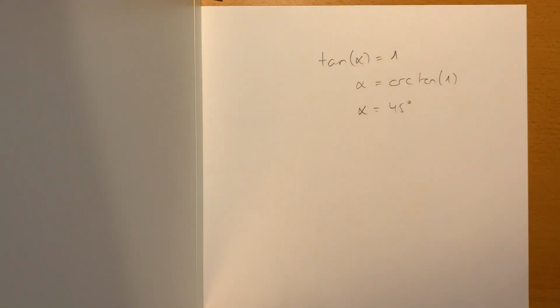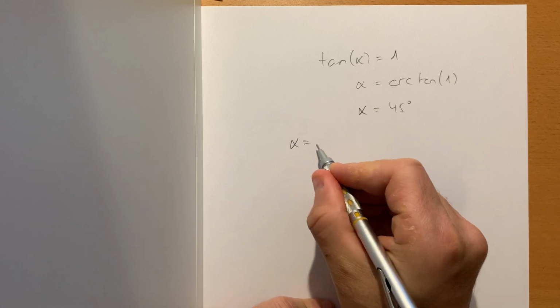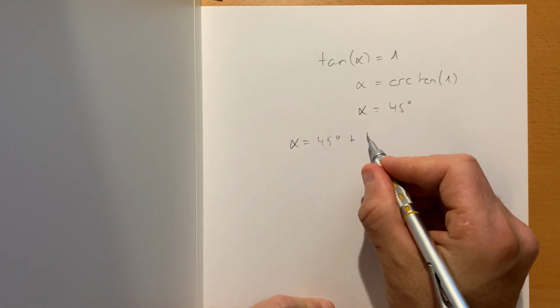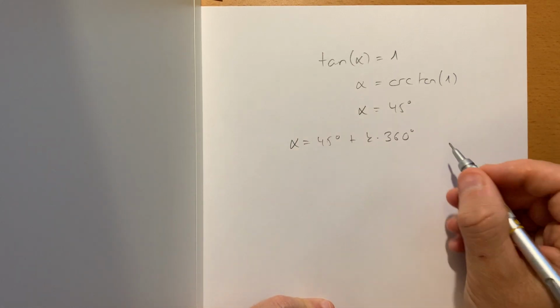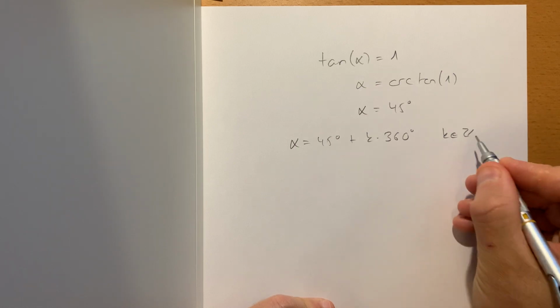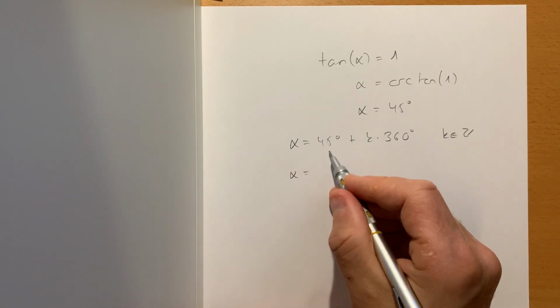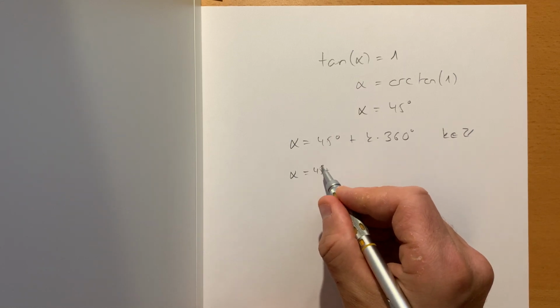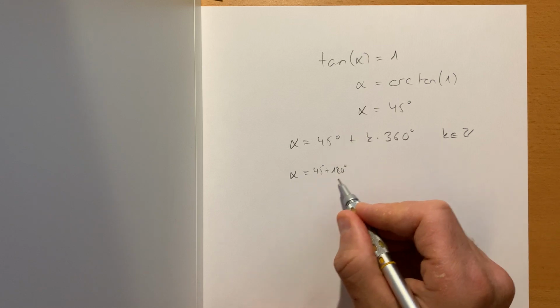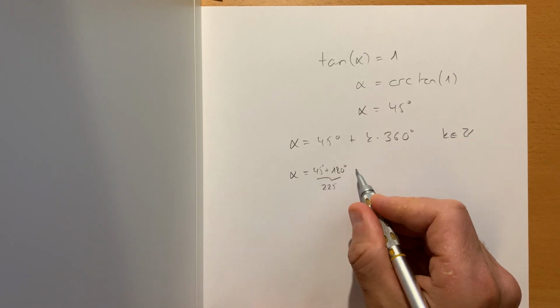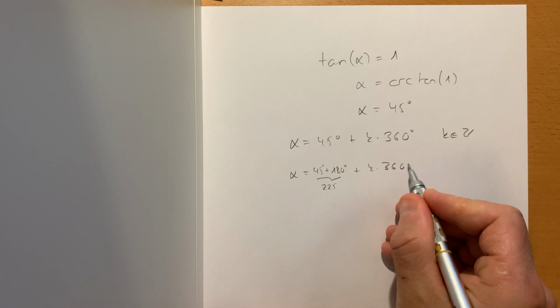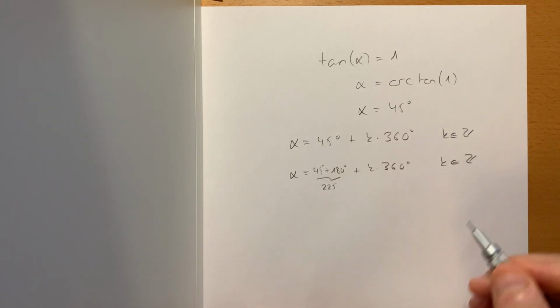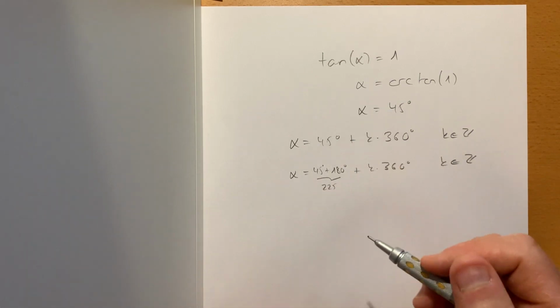So let's just write this up for a moment. So you could say alpha is 45 degrees plus k times 360 degrees, k an element of Z, and alpha is 45 plus 180 degrees. That's 225 plus k times 360 degrees. K is an element of Z. So you have these two solutions.